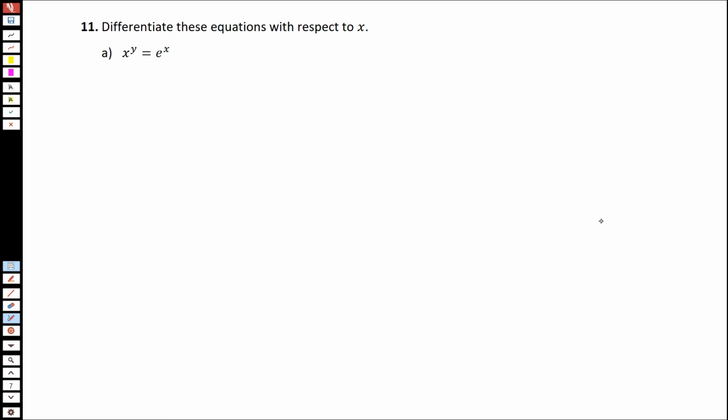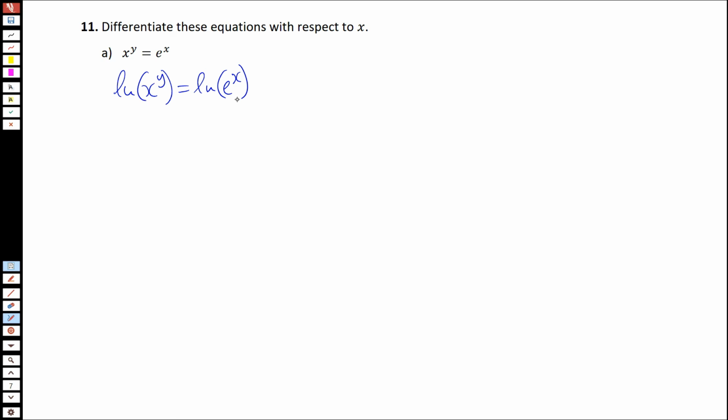Number 11, we are required to differentiate this function with respect to x. Now, what we need to do is prepare it before we differentiate. And probably the best way is to take the natural logarithm of both sides. So ln of x to power y will be equal to ln of e to power x. And we are hoping that we'll end up with a simpler function that we can work with.